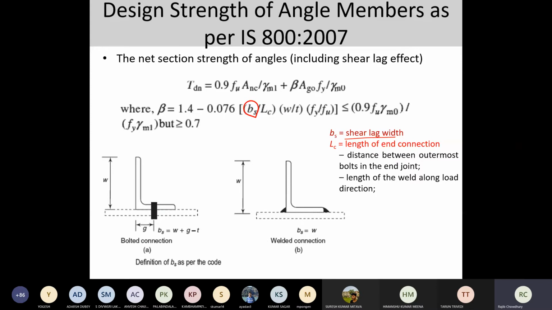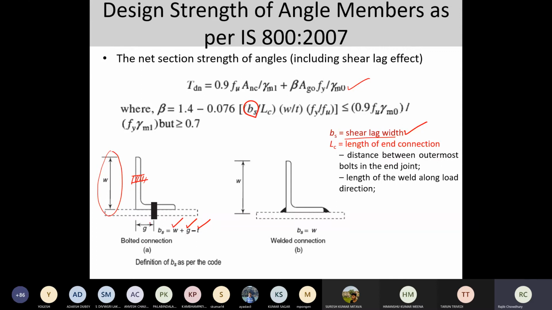Because ultimately we have to find the net section strength of the angle. If both legs are connected, then the shear lag width, how do we define it? Shear lag width is defined by three different factors: W, G, and T. What is meant by W? W means the length of this outstanding leg.